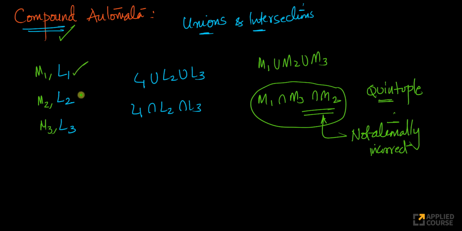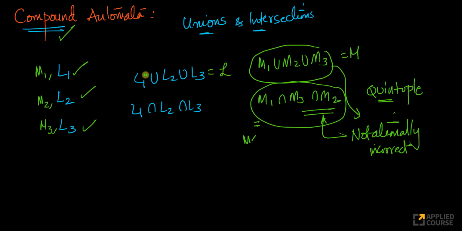But on languages, you can define them, right? So typically what people do when they write this is notationally incorrect. But what this means intuitively is, we want a machine M. Let's assume this is equal to M dash, which means we want a machine that accepts a language which is the union of all of them.